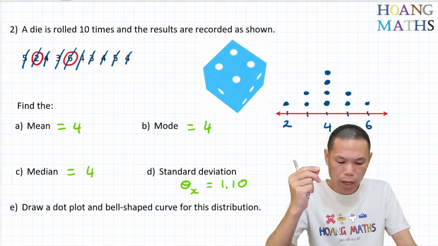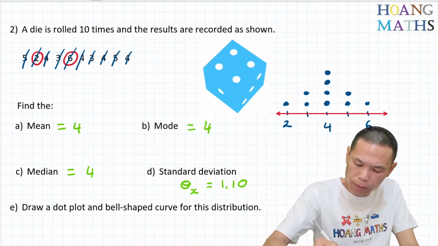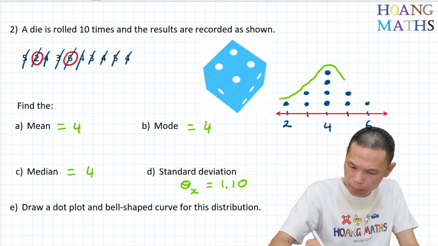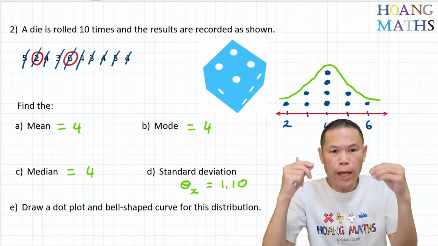So now we need to draw a bell shape for this. So for the bell shape, we just follow these dots. So there you go. So this is the dot plot and the bell curve.